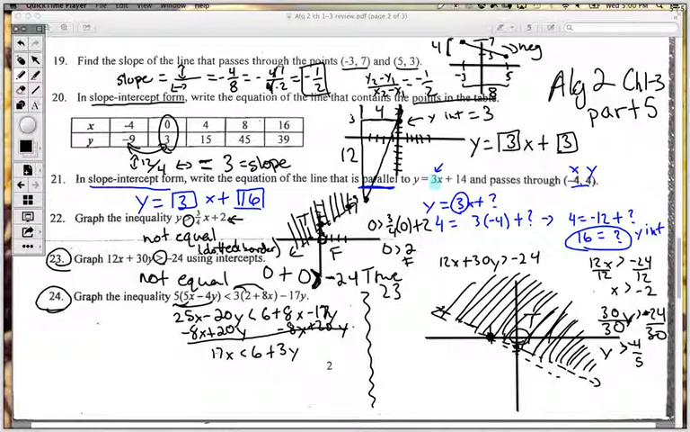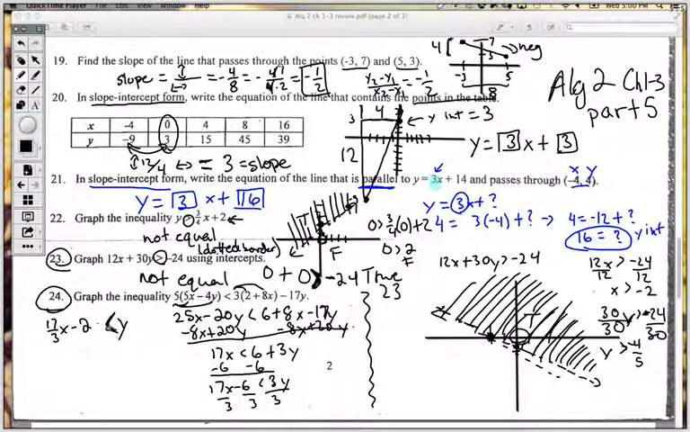All right, that's not too crazy. Let's move this 6 over to the other side. That would give me 17x minus 6 is less than 3y. If I were to divide by 3 on everything, that would give me y is greater than 17 thirds x minus 6 over 3, which is 2. So that's what I got going on.